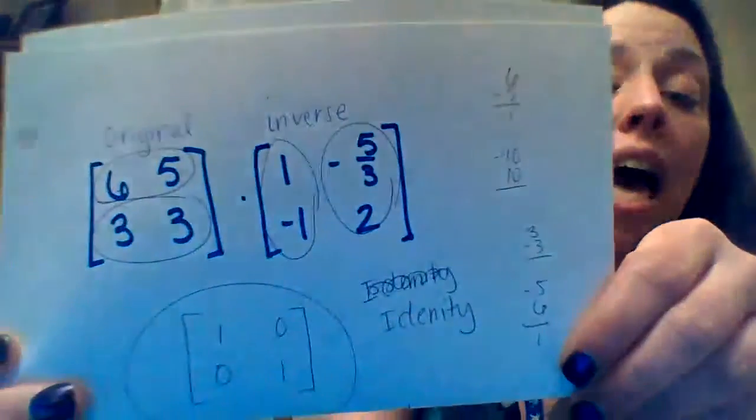Guys, I cannot write right now. All right, so that is called the identity matrix. That right there is called the identity matrix. 1, 0, 0, 1.